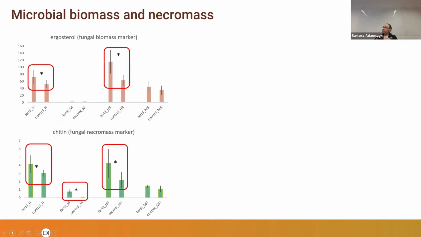We found also under nitrogen fertilization far more ergosterol, so fungal biomass, and more chitin, so fungal necromass.